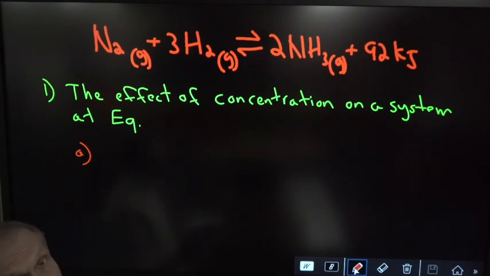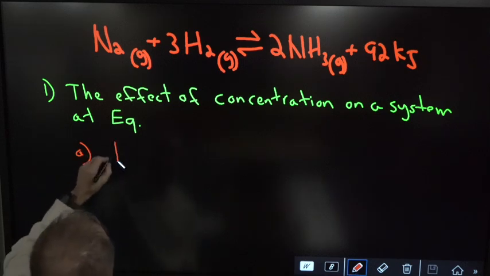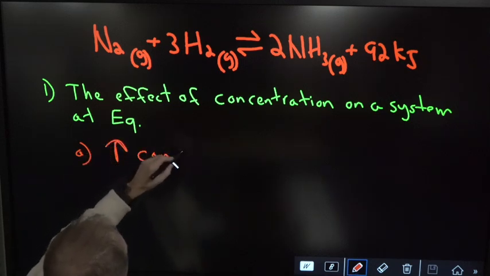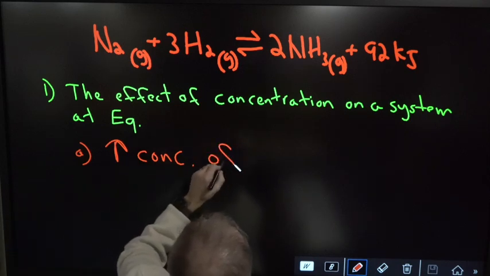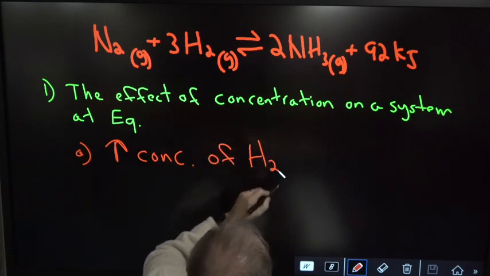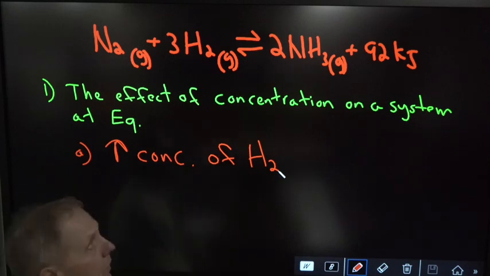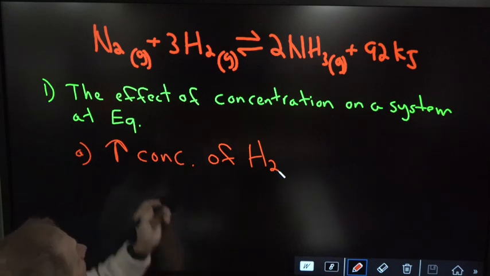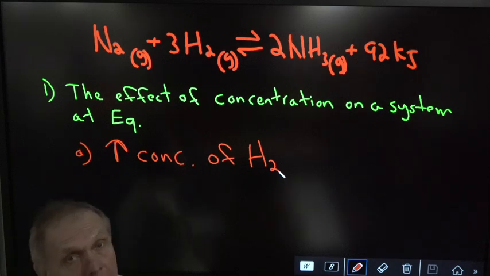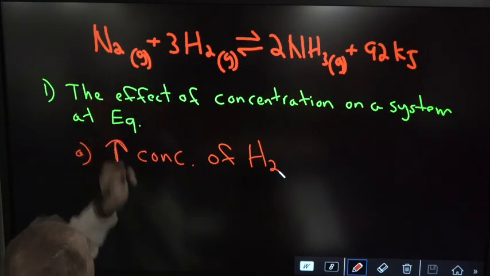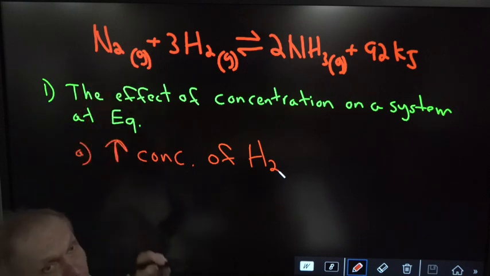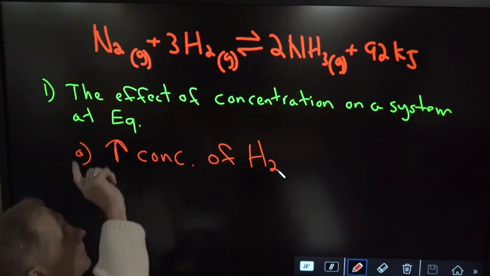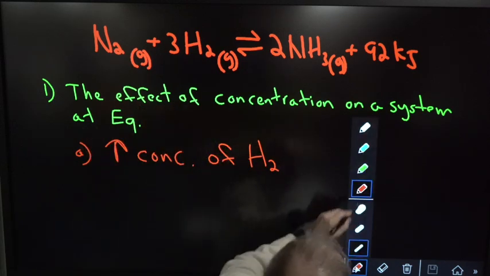So for letter A, we are going to increase the concentration of H2 gas. So in other words, if we increase the amount of H2 gas, what's going to really happen is there will be more collisions with N2. And if there's more collisions with N2, that will make the reaction fire forward.